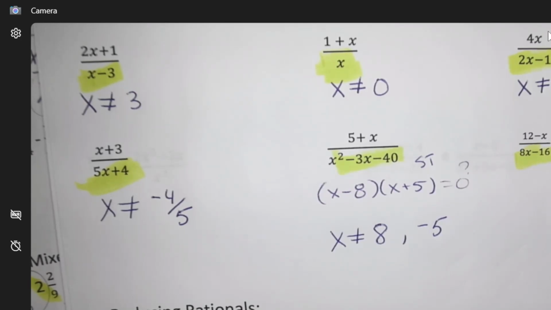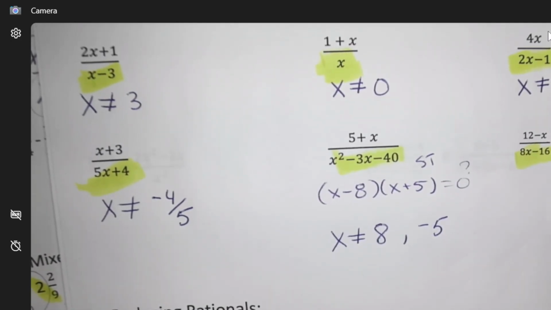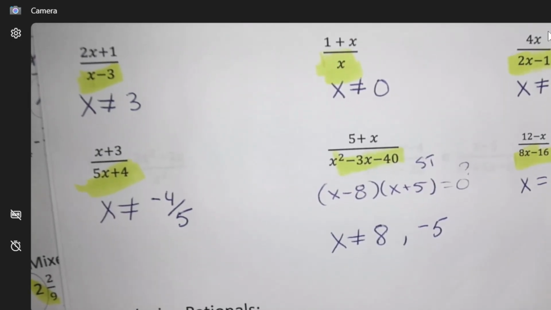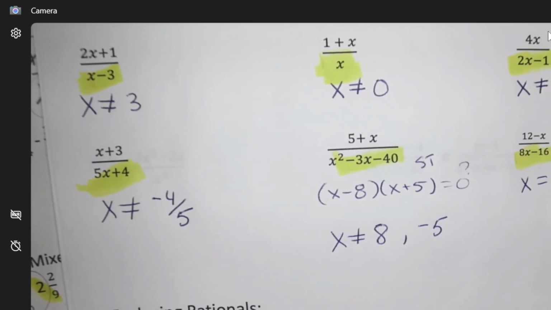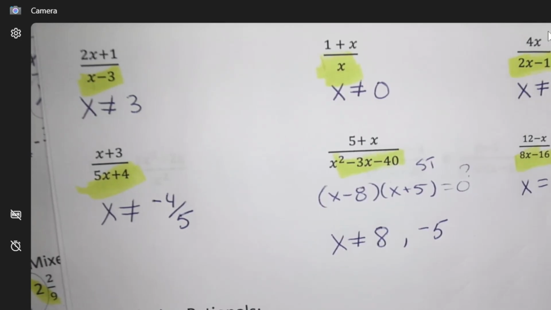restrictions, just look at the bottom. Just look at the bottom. And then this last one, you could go at it two different ways. You could do that opposite divide, or you could have GCF'd an 8. Both get you to a 2, right?